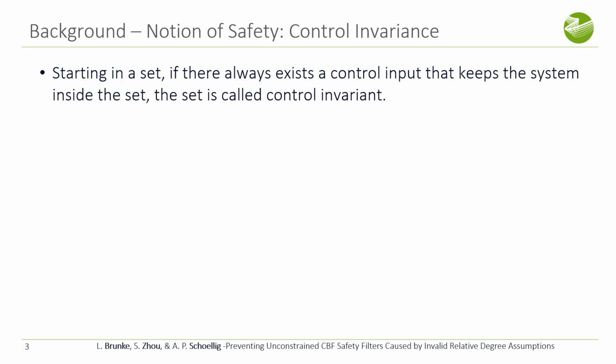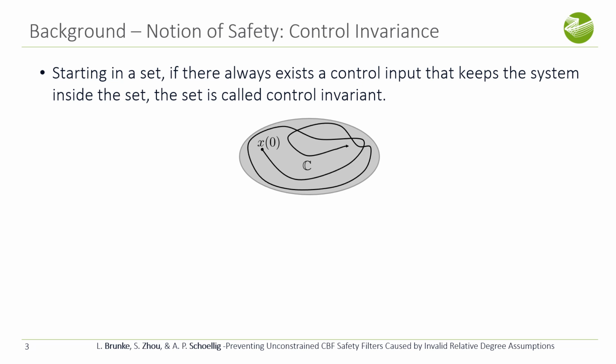First, some important background on control invariance. Intuitively, starting in a set C with state x at time t equal to 0, if there exists a feasible control input that keeps the system inside the set for all future time, the set is called control invariant. We refer to this as safety.